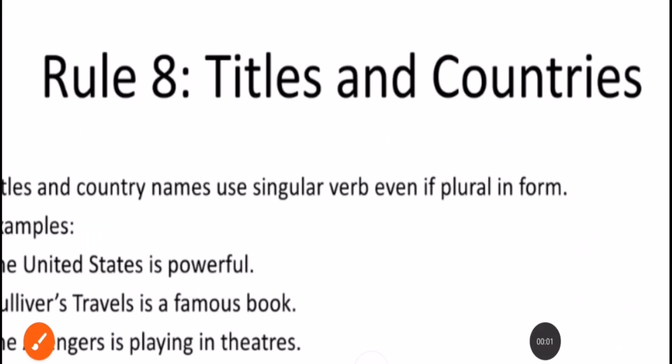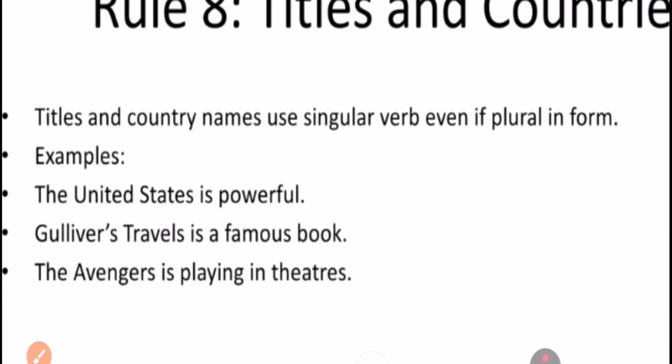Now let's talk about titles and countries. Titles and country names use singular verb even if plural in form. Example, the United States is powerful. Gulliver's Travels is a famous book.